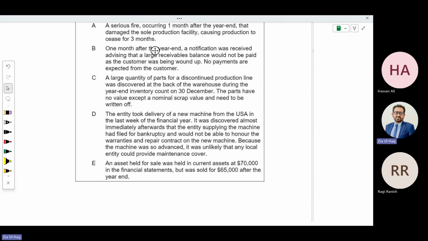An asset held for sale was held in current assets at 70,000 in the financial statement. Discontinued operation, asset held for sale that we need to reclassify, but was sold for 65,000 after the year end. So we need to classify the asset at fair value. After year end, it is going to sell at 65,000. This means this is an adjusting event. We need to record the asset at fair value. PL.